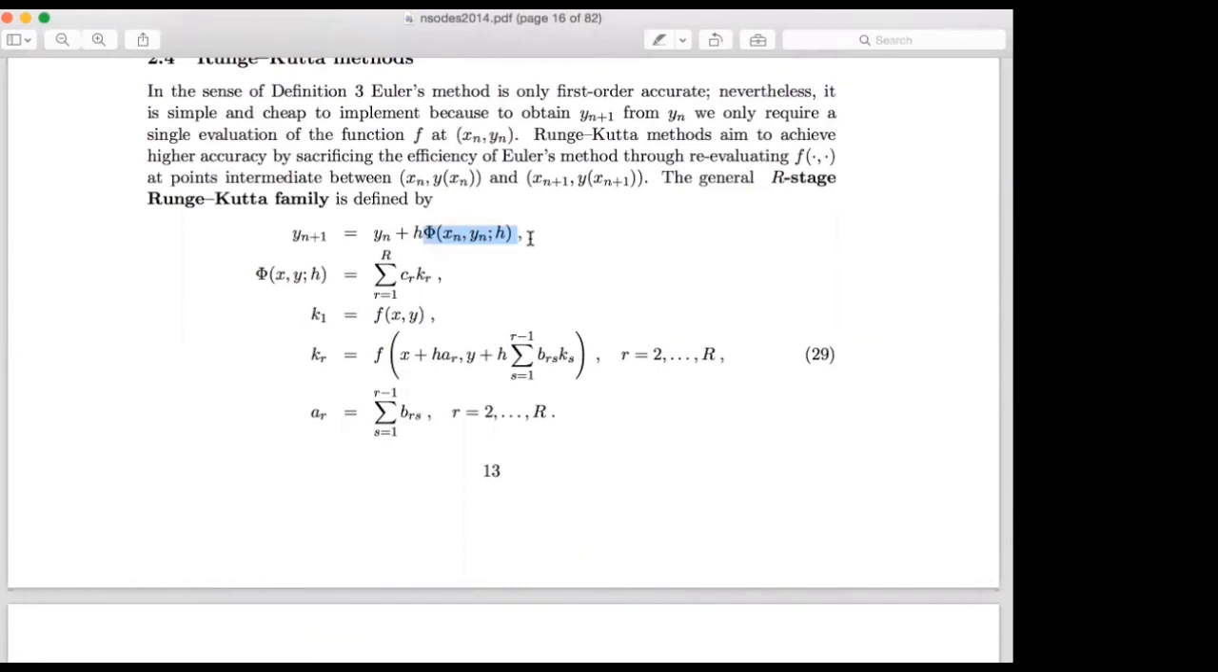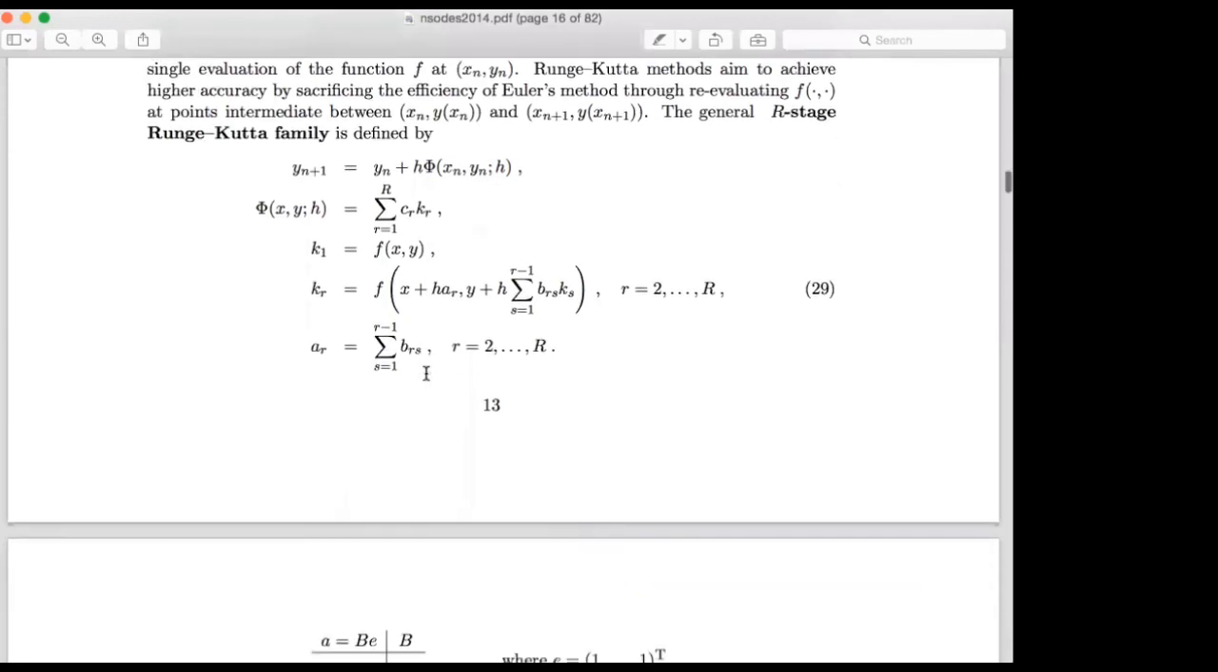Runge-Kutta method, and there are two names, Runge and Kutta, two mathematicians. Runge did this work for the scalar, I mean first a single y prime initial value problem, and Kutta then extended the method for a system of initial value problems. So that's why at the end the method is known as the Runge-Kutta method. So phi is defined by this one, where r is running from 1 to R, with cr, kr.